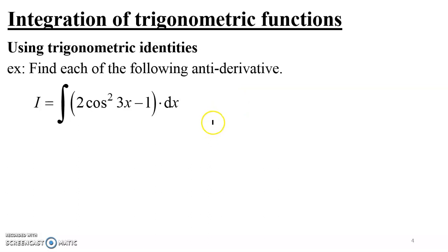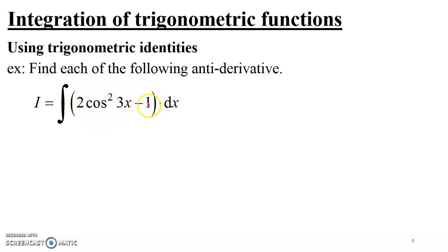Now, we could also be integrating trigonometric functions using trigonometric identities. Over here, we notice that I have 2 cosine squared of 3x minus 1. The fact that cosine is squared would not allow me to use the compound formula or the substitution method. So over here, I need to think of another method. Now, if we look at the integrand, which is the expression inside the integral.